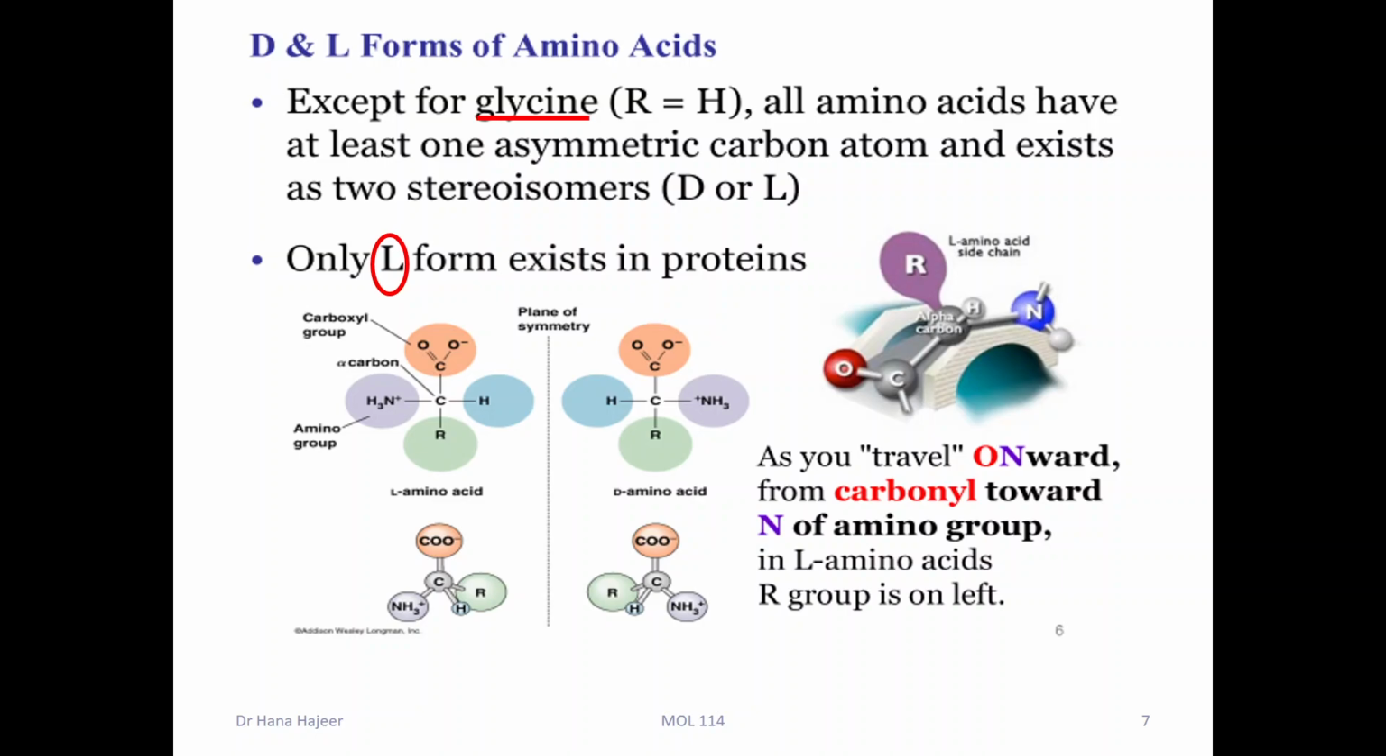Do we have D amino acids in nature? Yes. They exist in some bacterial cell walls and in antibiotics, but not in our body. In our body, we have only L amino acids. The type of stereoisomer present for these amino acids is the L type. If you want to find out the difference between the D and the L, you can read this, and it will tell you which configuration is the D and which is the L.